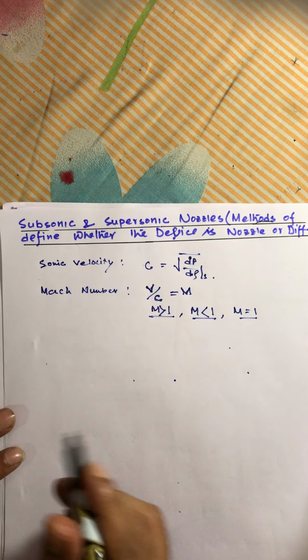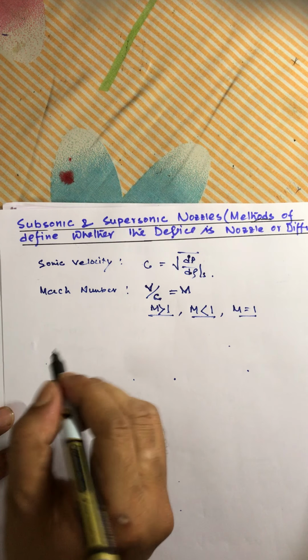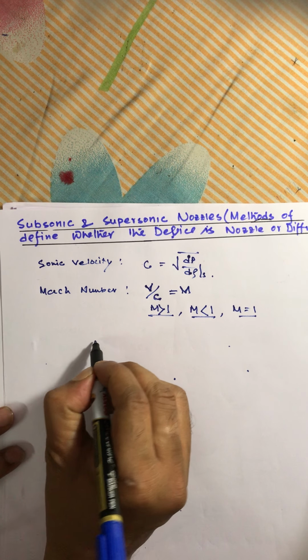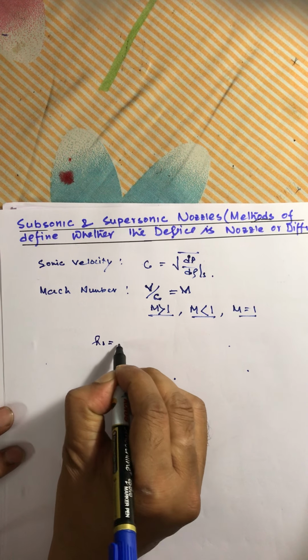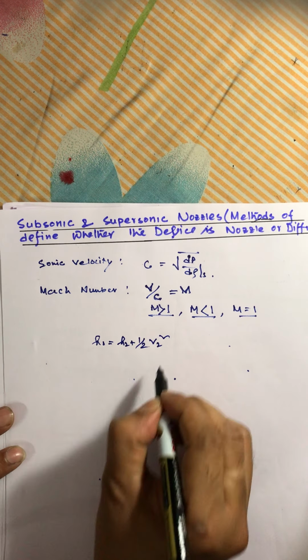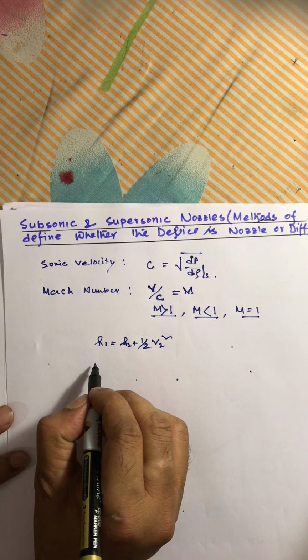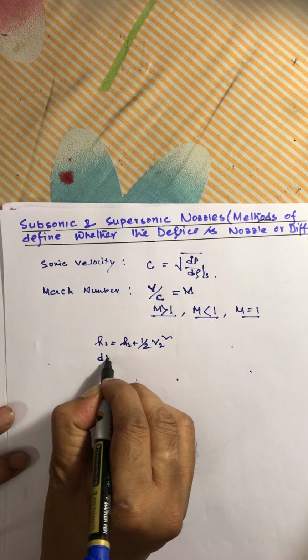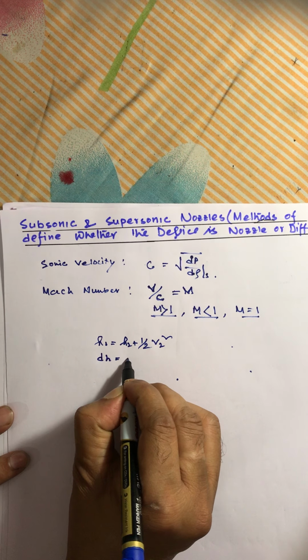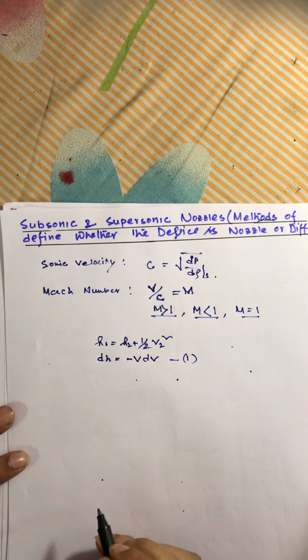Now, from the isentropic flow through the nozzle, we have in the previous equation what? H1 is equal to H2 plus half of V2 square. That was the final equation. So, in differentiated form, we can write dH is equal to minus V into dV. Consider this is equation 1.